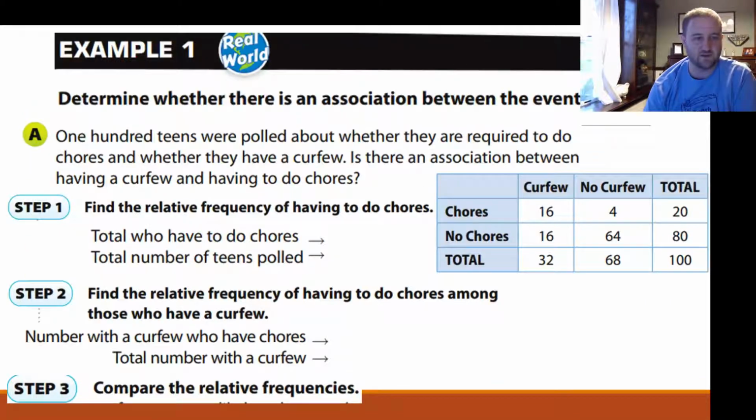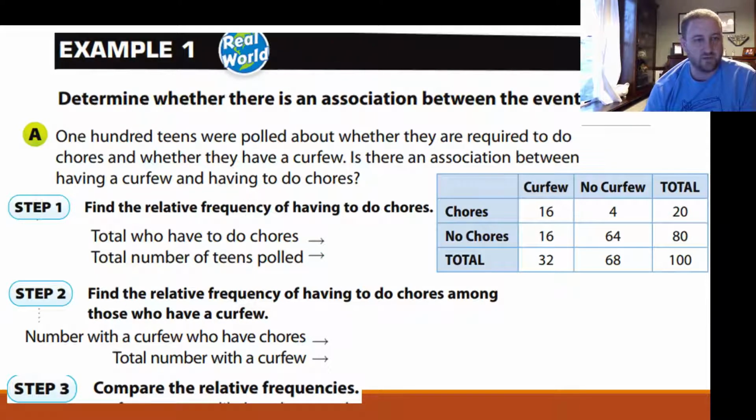So let's look at our first example here. It says determine whether there is an association between the events. Okay, so 100 teens were polled about whether they are required to do chores and whether they have a curfew. So they're talking about two things. Do you have chores or no? Do you have a curfew or no? Okay, and then what we want to do is we want to know if there's an association between having a curfew and having to do chores. So are these two things related? Okay, is somebody who has chores more likely to have a curfew or not? Okay, that's basically what we're trying to find.